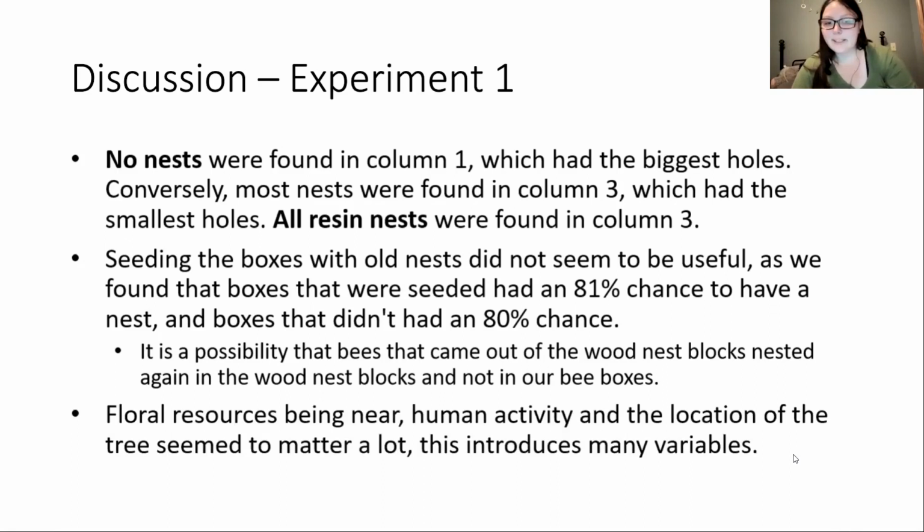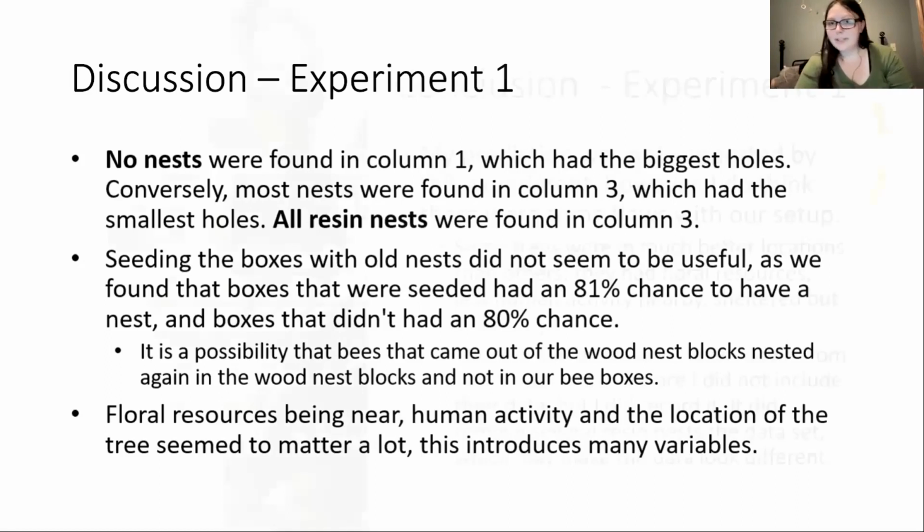Floral resources, being near human activity, and the location of the tree seem to matter a lot, which introduces a lot of variables. And this is something I was saying before. It's hard to control that when you're just putting bee boxes out into the world. But that's also where the bees are.